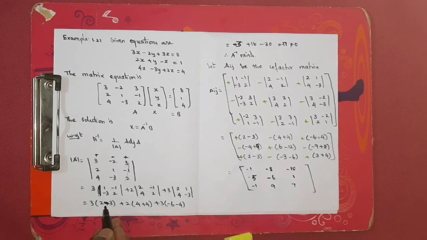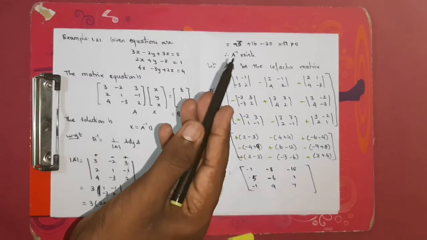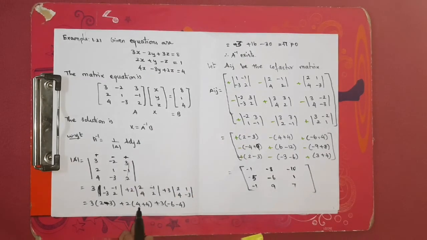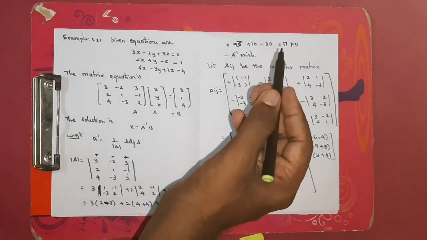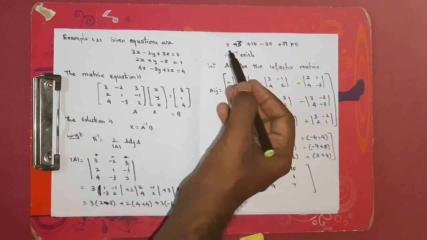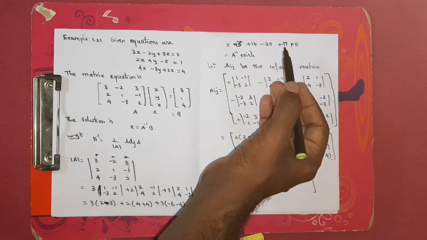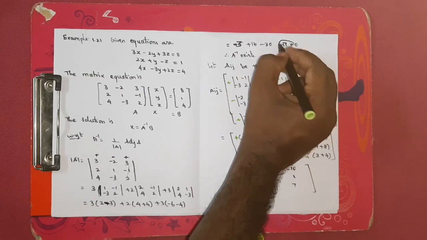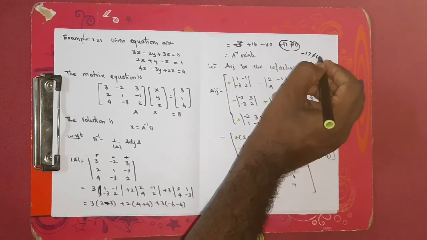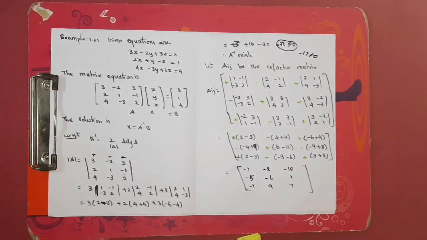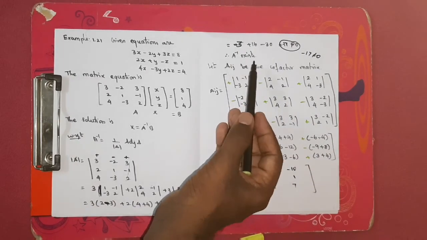So 2 minus 3 is minus 1, minus 1 into 3, minus 3. And here 8, 8 2s are 16. Then here minus 10, so minus 30. So while solving this we get minus 17 as the answer. This is a non-zero number, so not equal to 0. Therefore we can say A inverse exists.